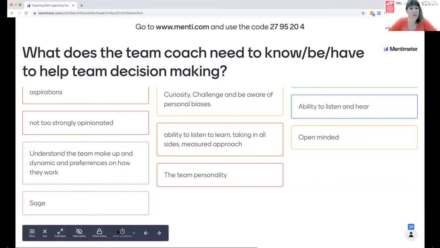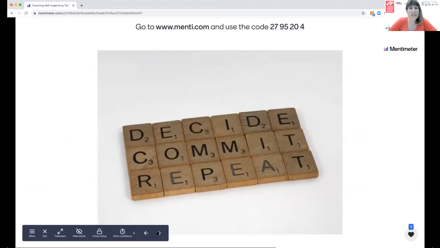Okay, so if you want to move on to the next one, again, I'm conscious of time. These are three things that I've put there a bit tongue-in-cheek, but in all seriousness, you do need to know what the team's decision-making process is. You do need to be able to help them understand how they develop that. You don't need to have a process. You're not facilitating, you're coaching. So it doesn't matter if you've never made a decision in your life. You just need to be able to help the team come up with a process that works for them.